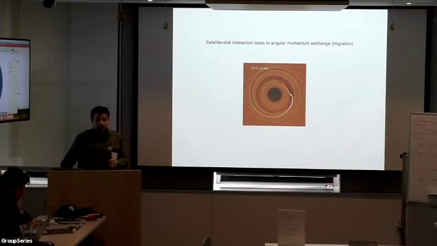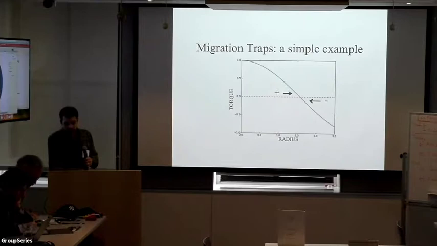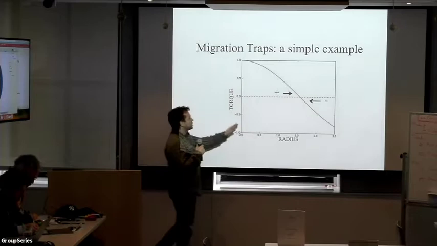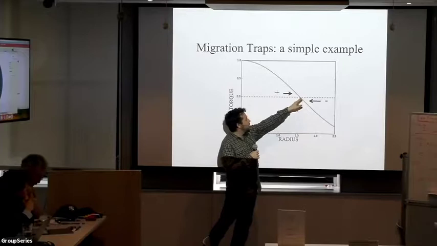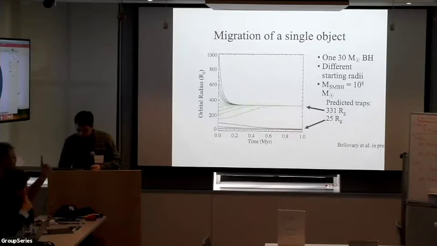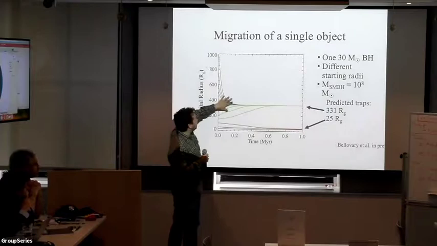So the migration trap. If a torque is positive, an orbiter migrates outwards, and if it's negative, it will migrate inwards. So at this point here, you can see an orbiter is moving out, and from this point, it is moving in. So this point is a migration trap. This migration trap works in this way: you have many orbiters in a disk, and as they migrate, they are going to converge to that point.